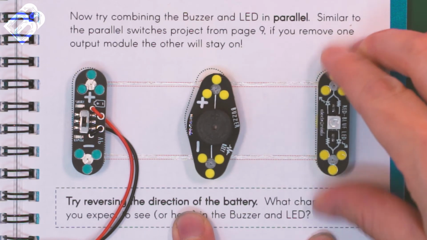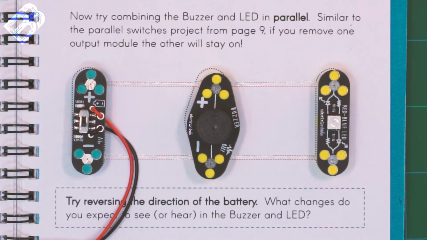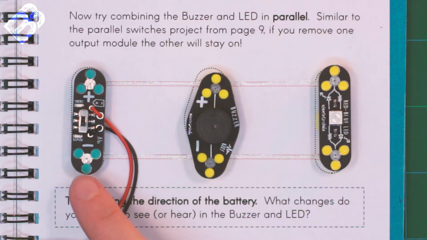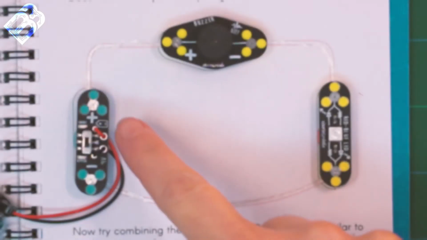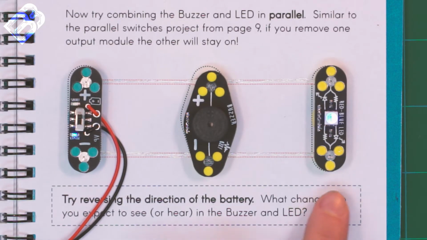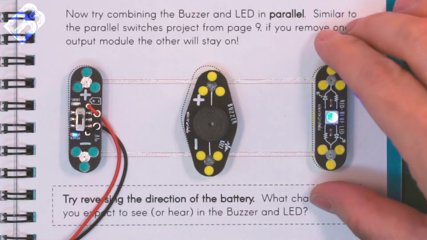The circuit I'm drawing is a parallel circuit. In a parallel circuit, our current has two paths that it can follow, as opposed to our circuit we were just using where we only had one path. If I turn on my battery module, I can hear my buzzer and see my LED.